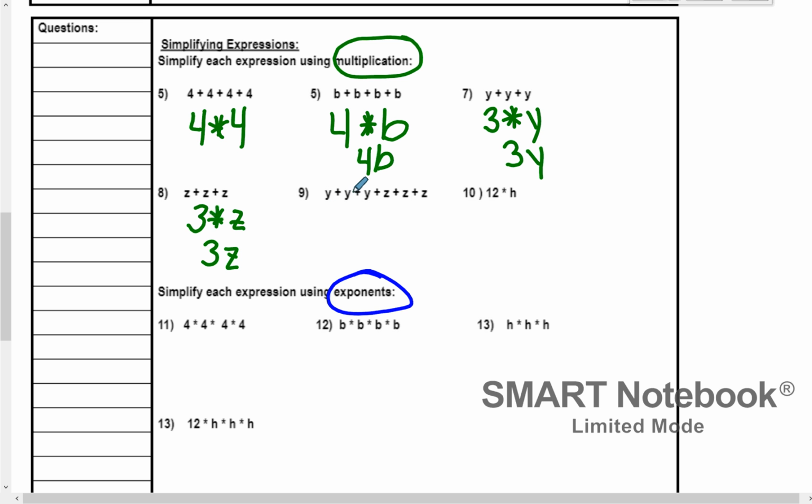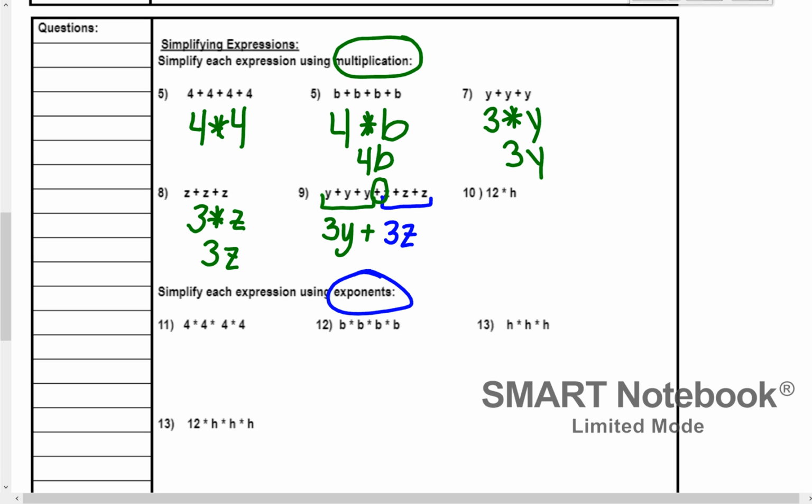Here we have y plus y plus y. Now we can combine those y plus y plus y's to 3y. But then we have some z's. We have z plus z plus z. We can combine those z's to 3z, because there's 3 of them being added together. And then, since this is an adder here, we would add them together.